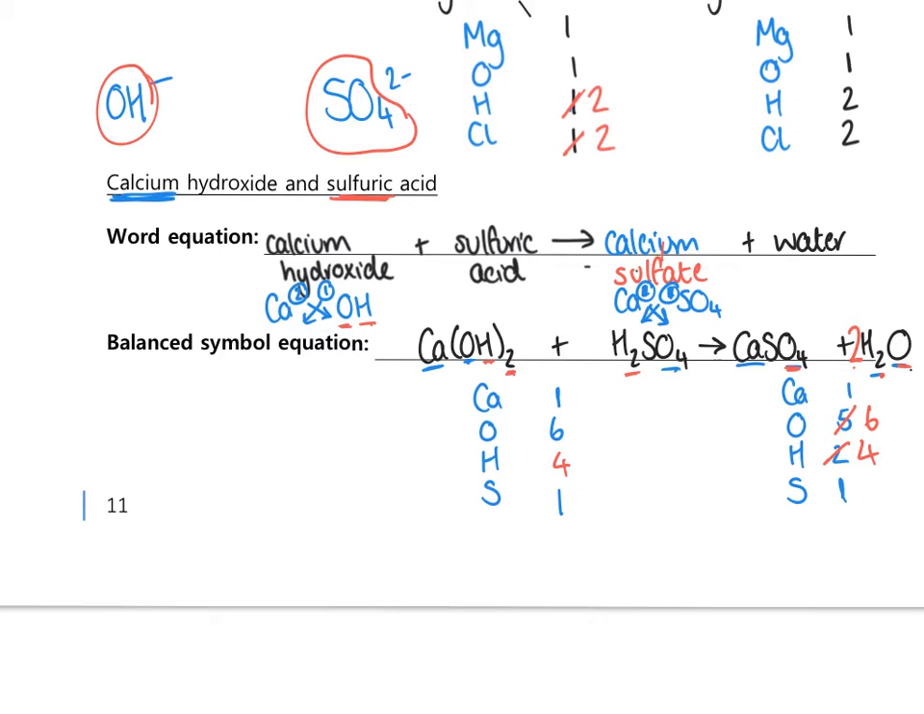So for these types, it's really important ultimately that you remember this general equation. Metal oxide or hydroxide plus your acid gives you a salt plus water.